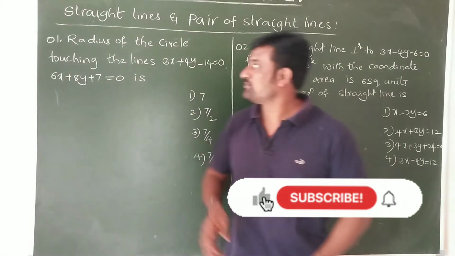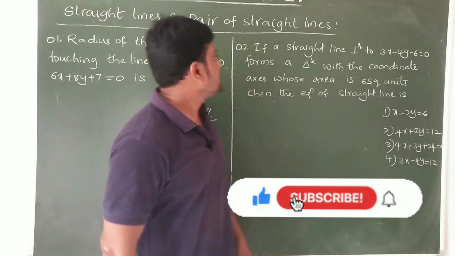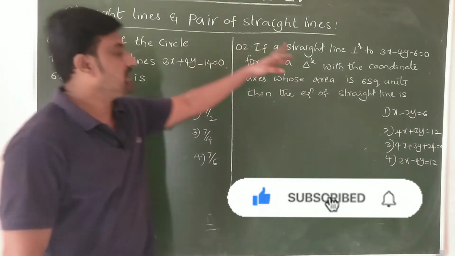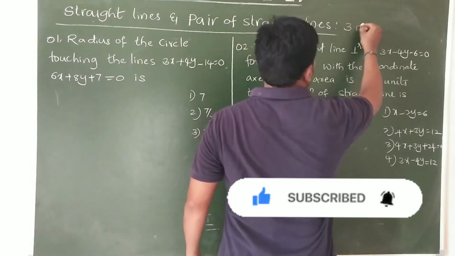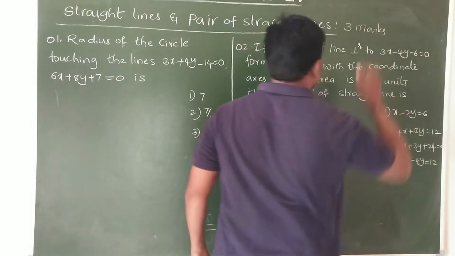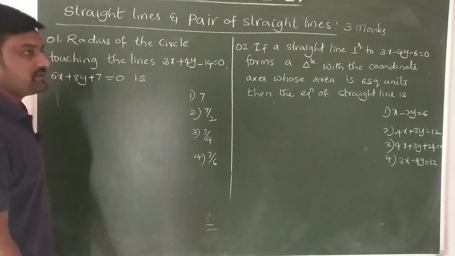Today's topic is straight lines and pair of straight lines. From these two topics, we can expect a maximum of 3 marks. Okay, let us go with our problems.